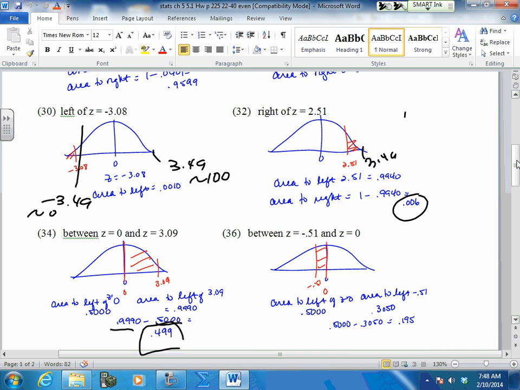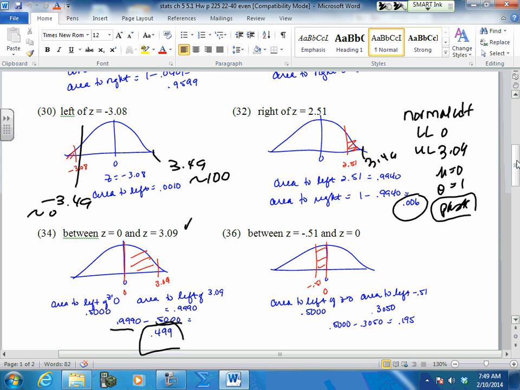So if you're going to use your normal CDF for this, your lower limit for this one is 0. Your upper limit is 3.09. Your mean is 0, standard deviation is 1. And paste. And it will return 0.499. It might even get a little bit more exact.